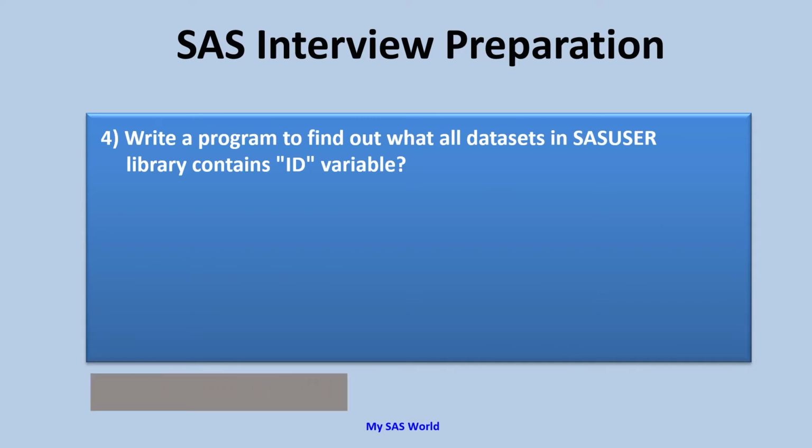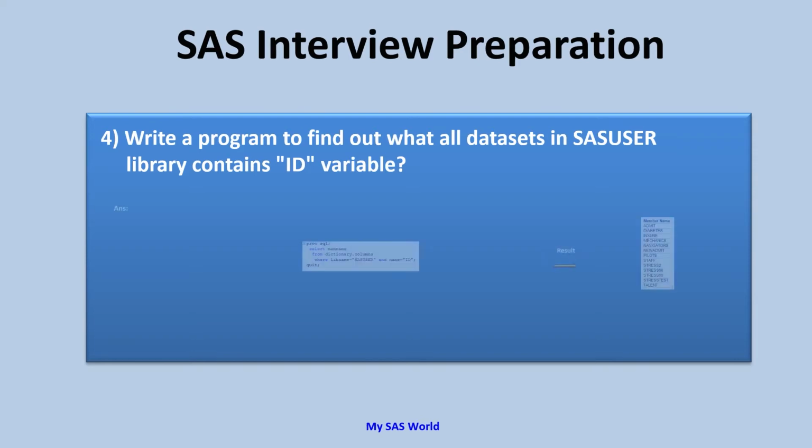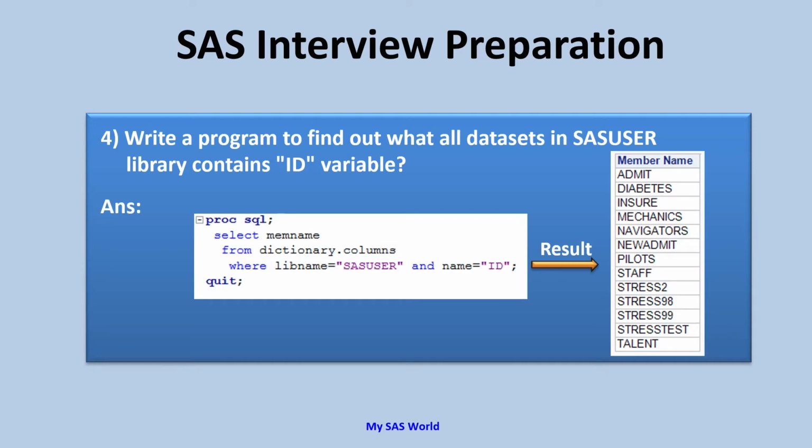Write a program to find out what all datasets in SASUSER library contain the ID variable. So in SASUSER, we have various datasets. For my SAS session, there are around 93 odd datasets present in SASUSER. So in this question, all you need to do is just find out what all datasets contain the ID variable. The answer is, all you need to do is you just need to use the dictionary.columns table.